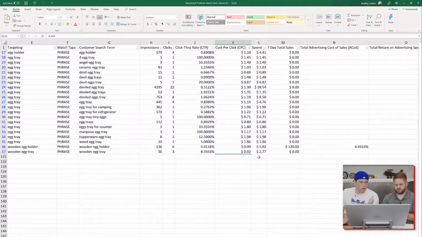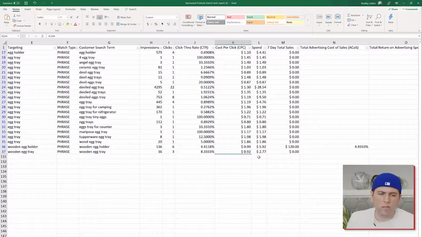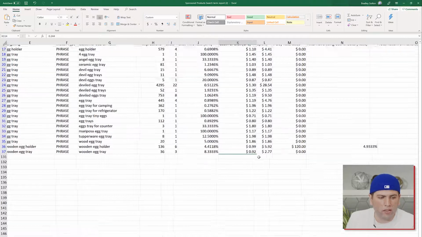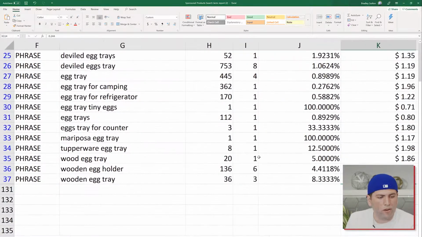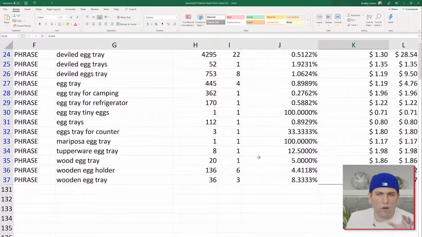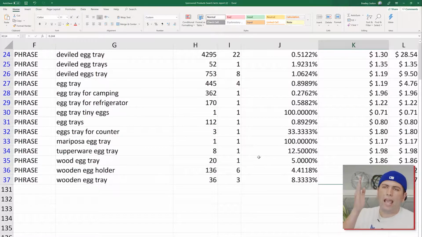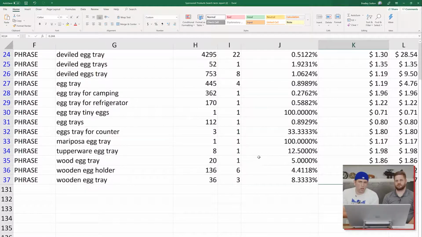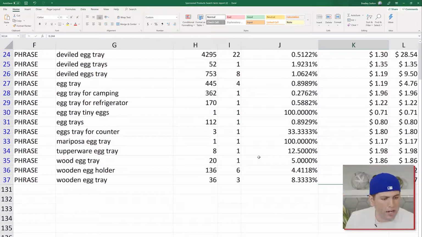Yep. I mean, and you're always going to come up with some strange words that maybe you didn't know that you had in your listing, but there's some that you're going to know right away we didn't put. Like, look at this. This is a brand name right here. Tupperware egg tray. You know, when you do a phrase or a broad or an auto campaign, Amazon will show you for other things that you are not even indexed for. All right. So if you're doing a manual exact campaign, Amazon is not going to put other brand names here, but like Mariposa egg tray.